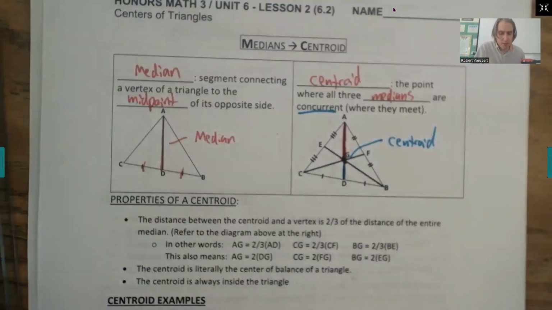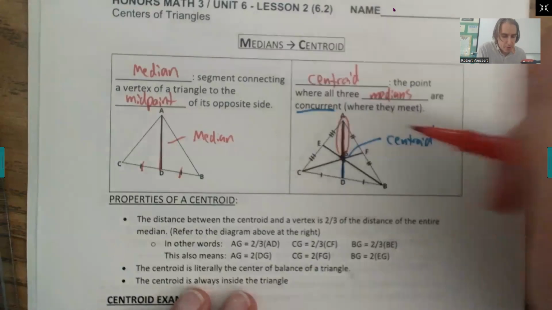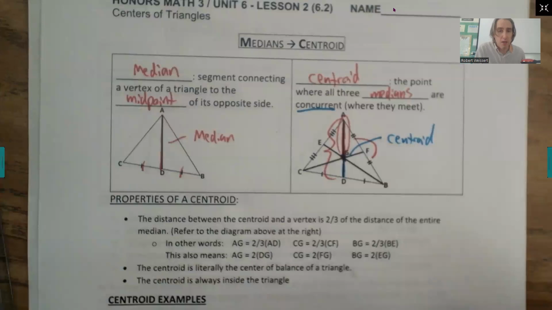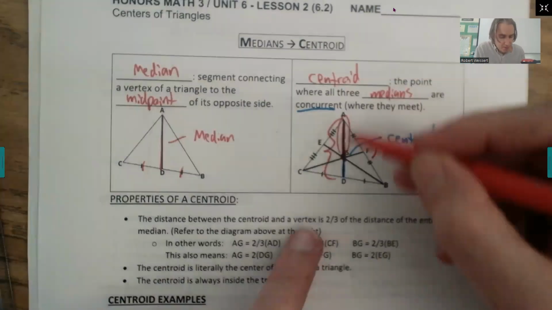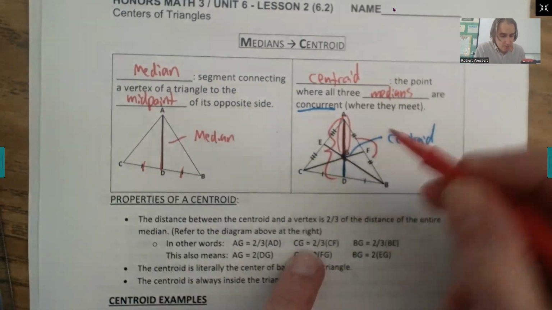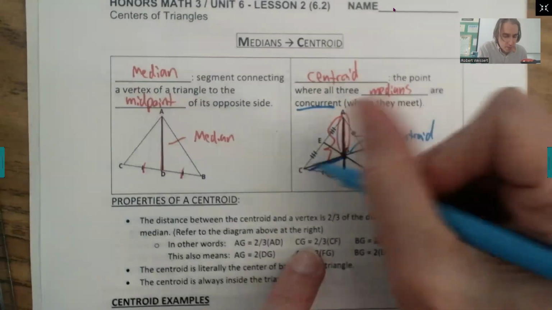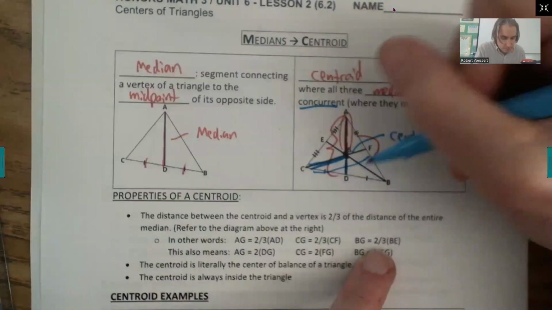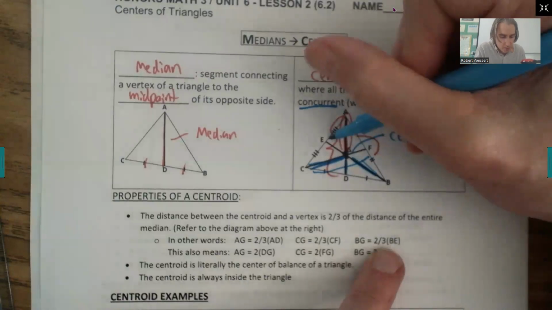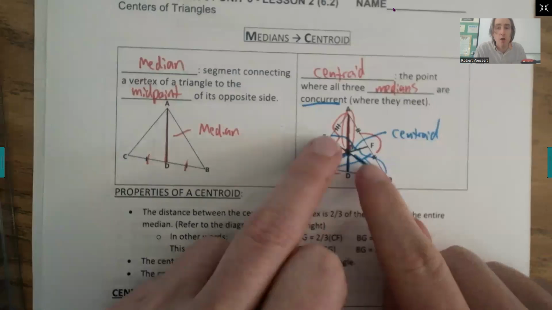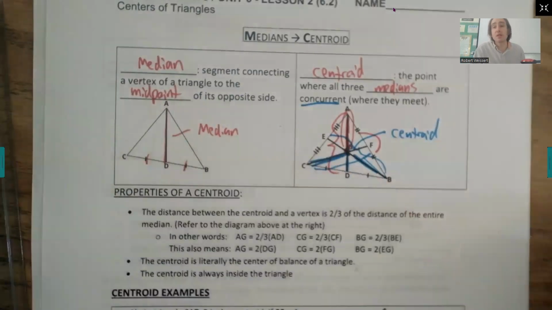More formally, we would say that this segment right here is 2/3 of the entire median. So we would say AG is 2/3 of the whole thing, AD. CG, similarly, is going to be 2/3 of CF, and BG is going to be 2/3 of BE. But it also is going to form a 2-to-1 ratio with the smaller part of the median. So that's useful in solving problems. Let's go over a few examples.